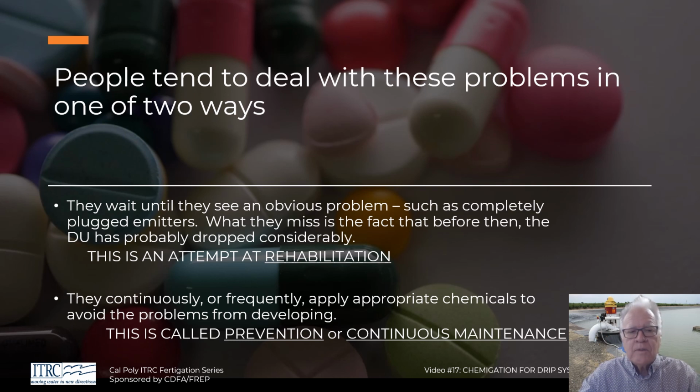Another approach is they continuously or very frequently apply appropriate chemicals to avoid problems. You use specific chemicals for specific problems. And this is called prevention or continuous maintenance. Industries work this way, farming works this way. What are you going to do? You have a choice here.